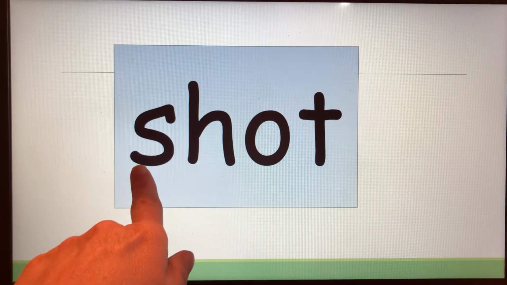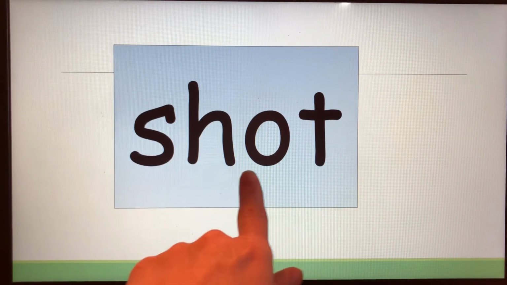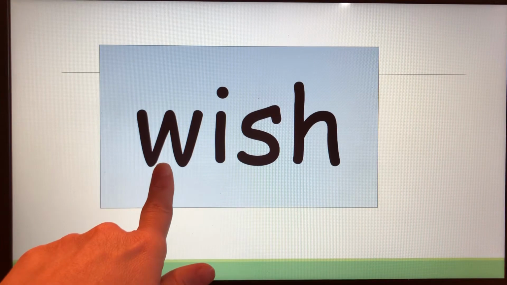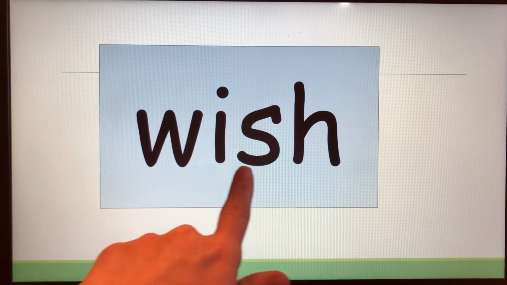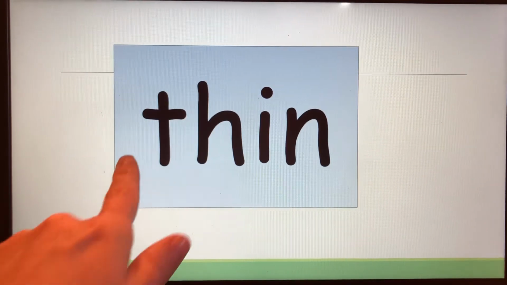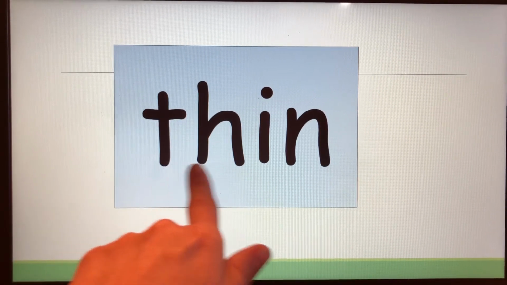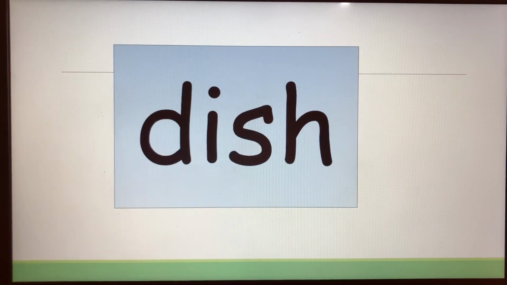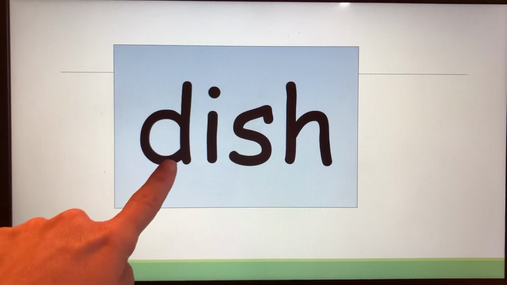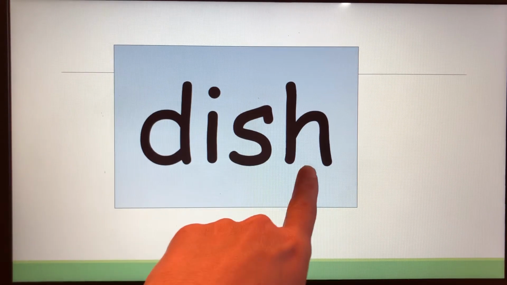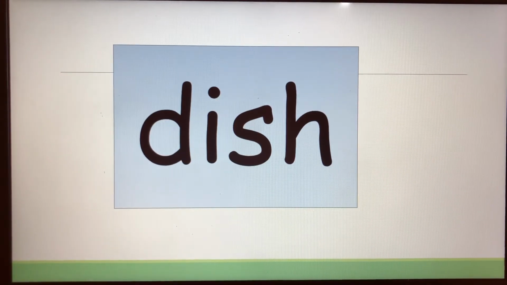You can do this word too. SH says shh. What's the word? Shot. What's this word? Wish. This word? Thin. We read this word earlier in our lesson. I see SH. The word is dish.